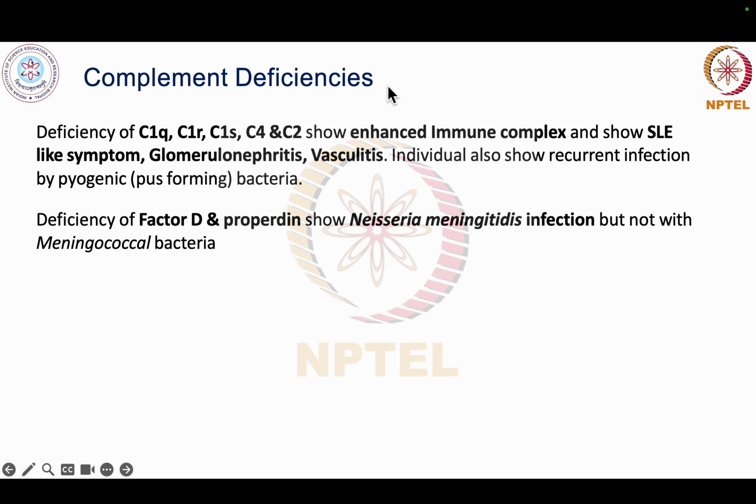Complement deficiencies. Deficiency of C1q, C1r, C1s, which are all part of C1, and of C4 and C2, show enhanced immune complex and show SLE-like symptoms. Glomerulonephritis, vasculitis, these are different diseases where we can see deficiency of our complement system. Individuals also show recurrent infection by pyogenic or pus-forming bacteria. Deficiency of factor D and properdin show Neisseria meningitidis infection, but not with meningococcal bacteria.